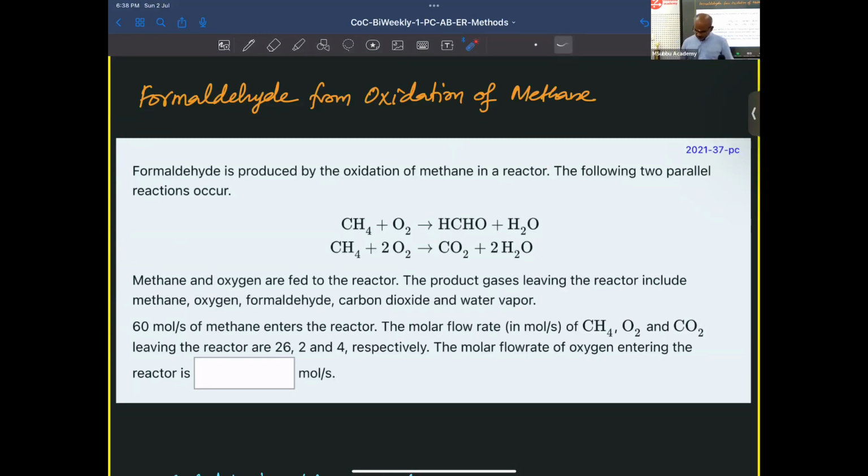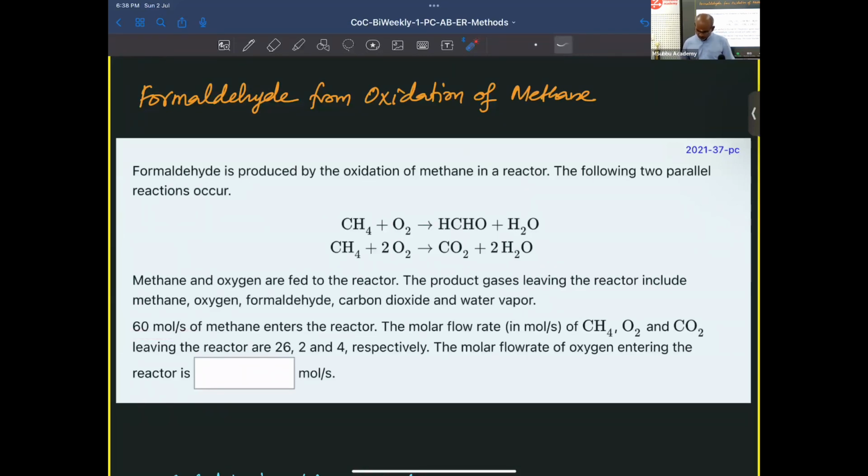So in addition to methane, we have all these components, namely oxygen. Yes, even oxygen is not utilized. Then formaldehyde, carbon dioxide, and water vapor. So almost all the components are there in the product. Let us see, there is some information about the product.